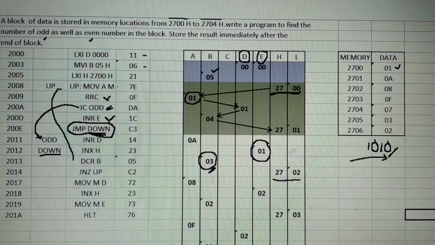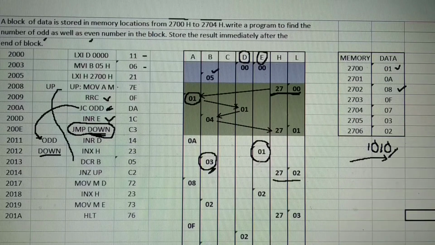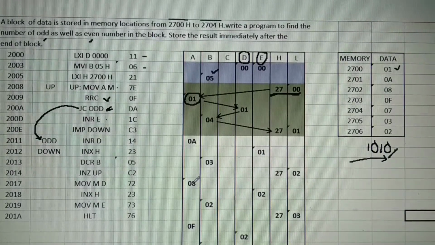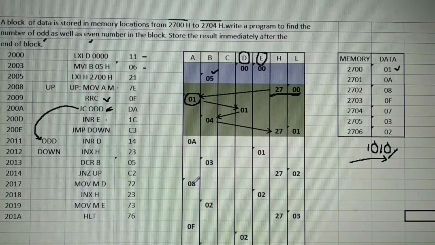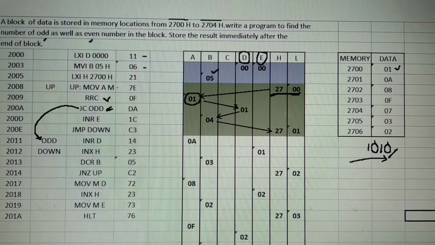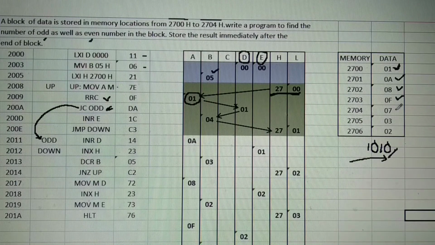Again bring the number from memory to accumulator. The 08 number is brought to the accumulator. Again the same loop gets executed, and this loop gets executed till the content of register B becomes 0. Here the first number you get odd, second you get even, third you get even, next you get odd, and next you get odd.